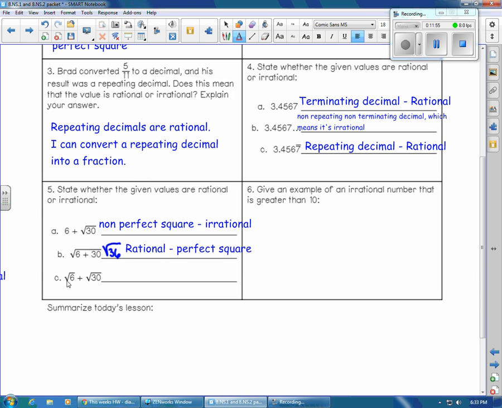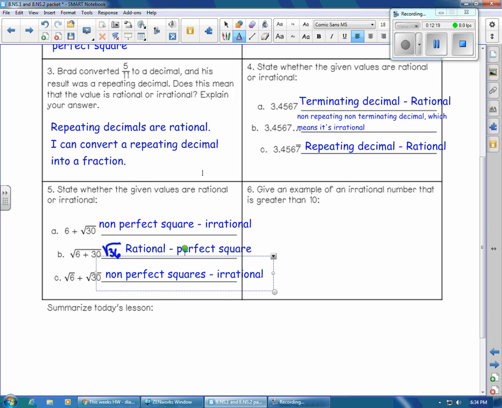Part C, you might be thinking it's the same as part B, but it's not. So we've got the square root of 6 plus the square root of 30. Again, I can only add these together if whatever is under the radical sign is the same. So this one is non-perfect squares, so they are irrational.